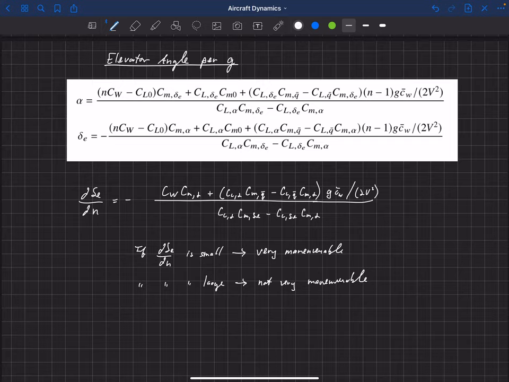And there's actually something else that we get out of this equation, this elevator angle per G, that's even more important than the measure of elevator angle per G, most likely, but it leads us to another step that is perhaps a better measurement of maneuverability.